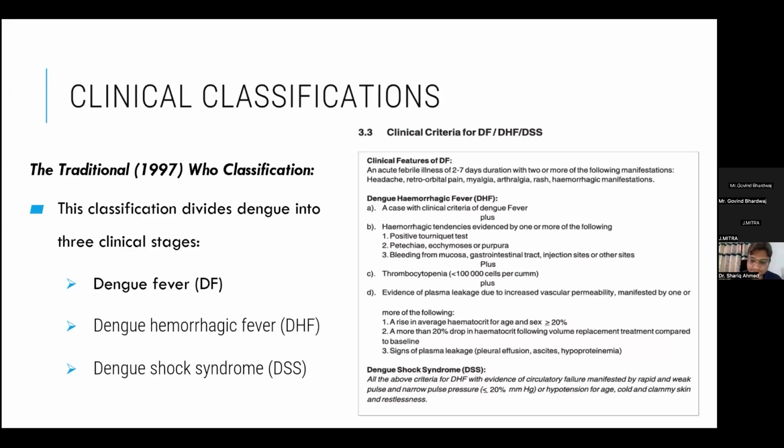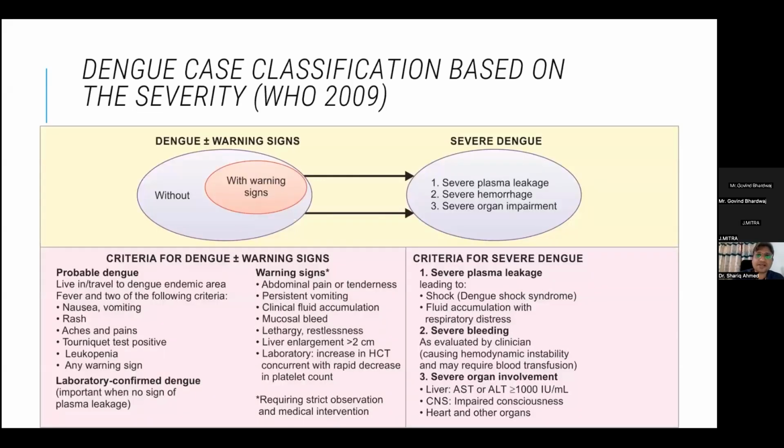But now the WHO has given another classification in 2009. It has classified dengue into dengue and severe dengue. Dengue can be with or without warning signs, and then there is severe dengue. Severe dengue is called when there is severe plasma leakage, severe hemorrhage, or severe organ impairment. So what is dengue without warning signs? There can be a probable dengue or a laboratory confirmed dengue.